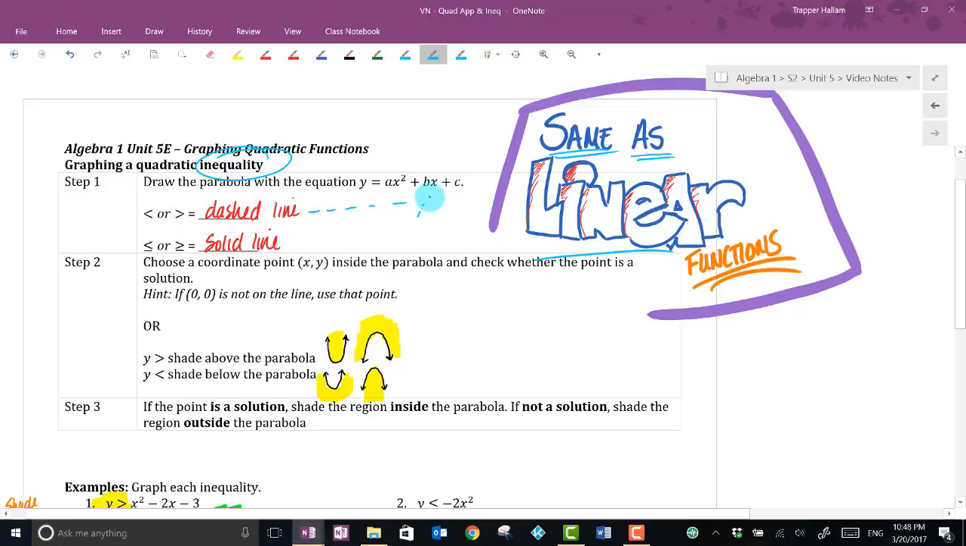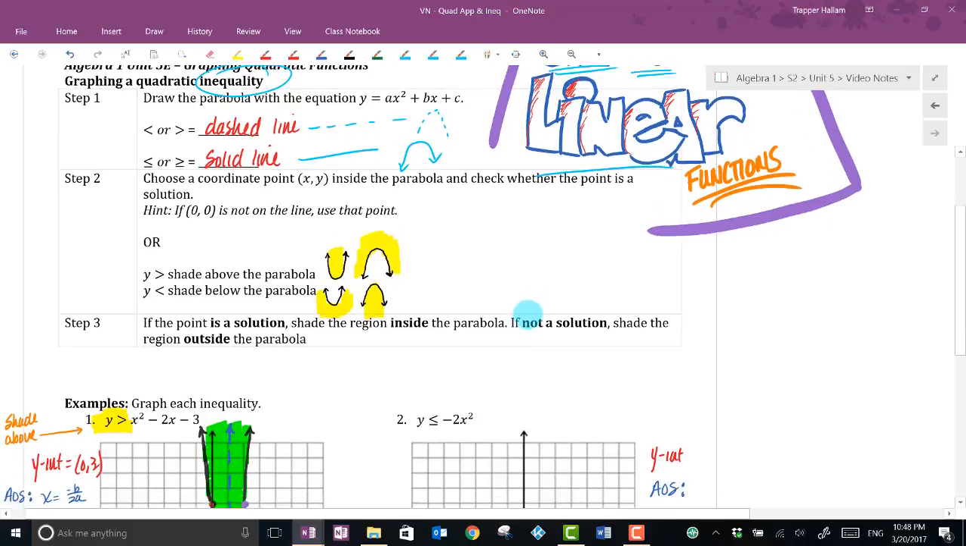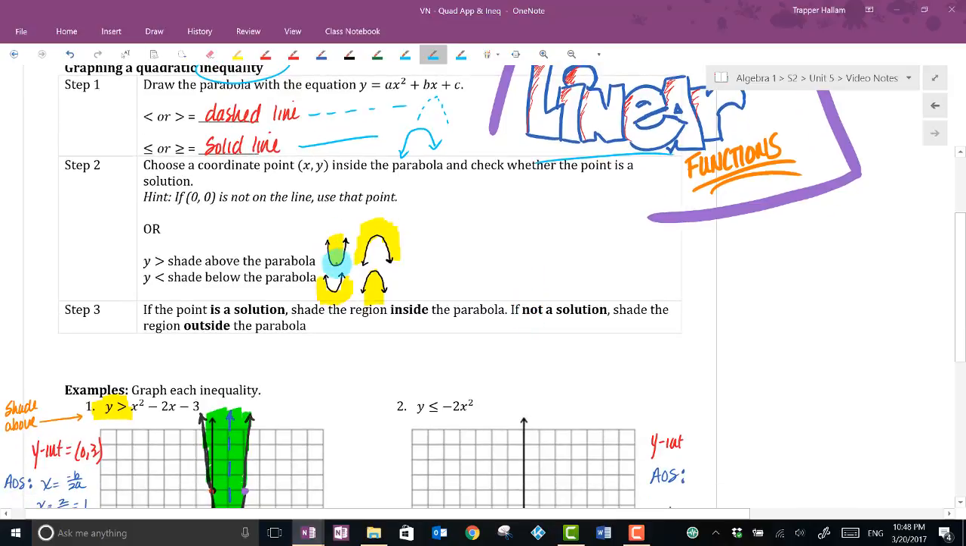The parabola will be dashed, so I'll do a little dashed curve. If it's got an equal sign underneath, then it's less than or equal to or greater than or equal to, and it'll be a solid line or a solid parabola shape. That part's pretty familiar. Additionally, what we're going to do when we graph this is that we have to shade.